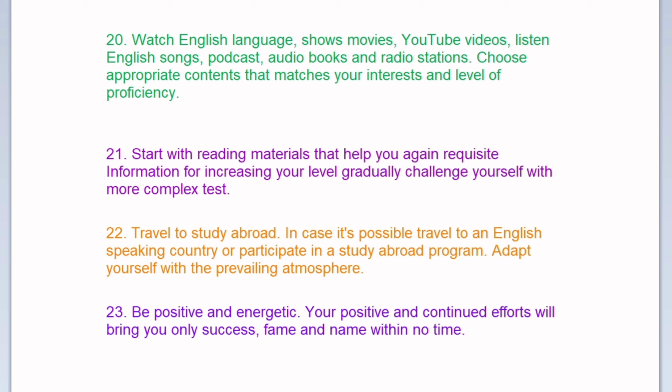Travel to study abroad. In case it's possible, travel to an English-speaking country or participate in a study abroad program. Adapt yourself with the prevailing atmosphere. Be positive and energetic. Your positive and continued efforts will bring you all the success, fame, and name within no time. That's all for today.